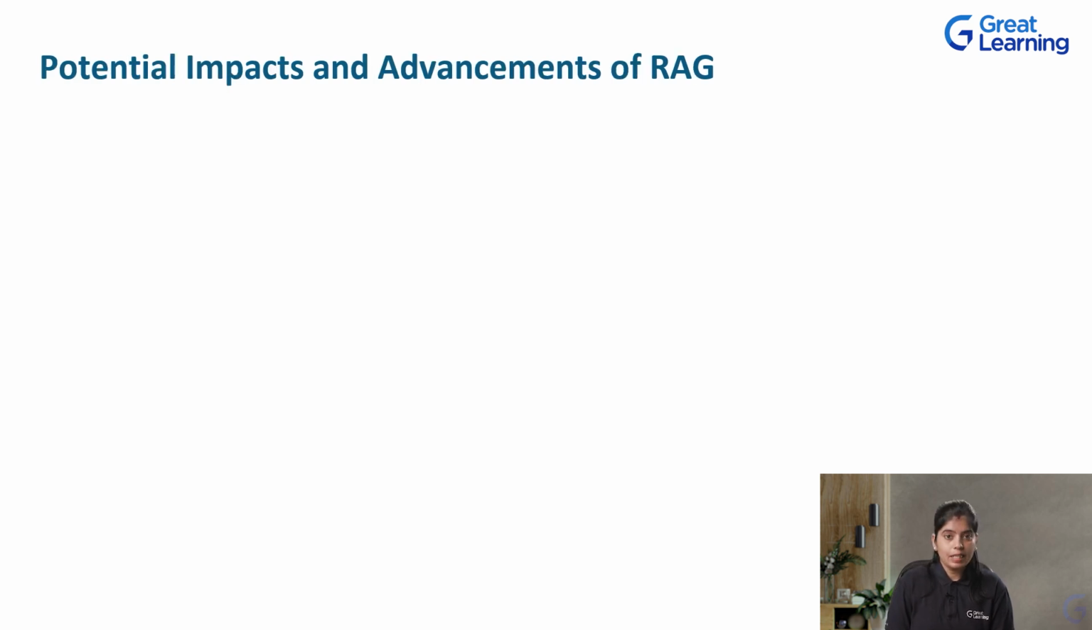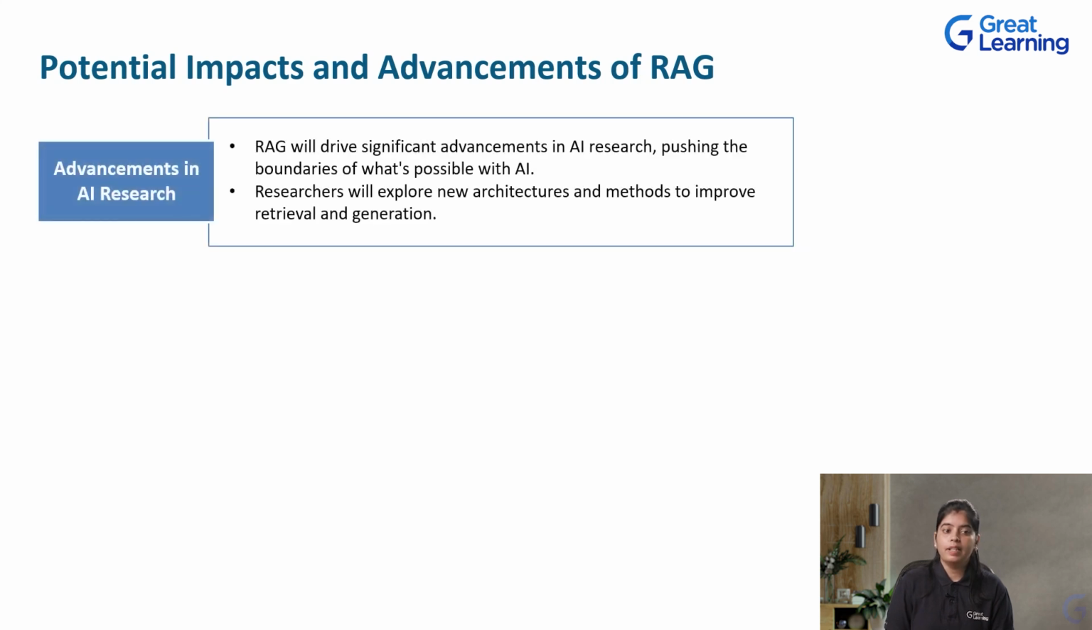Now the next part is, we're going to talk about the potential impact and advancement of RAG. Advancement in AI research. First, RAG will drive significant advancement in AI research, pushing the boundaries of what is possible with AI. Researchers will explore new architectures, new methods, new different ways to improve retrieval and generation.